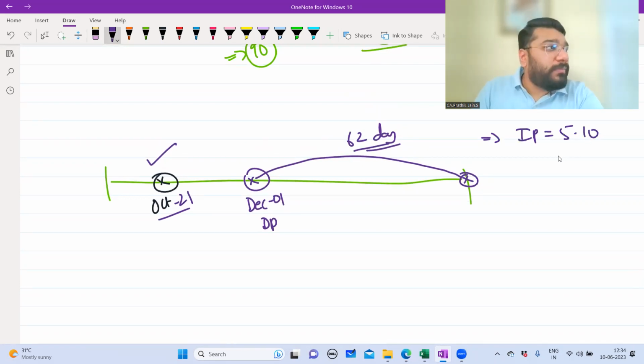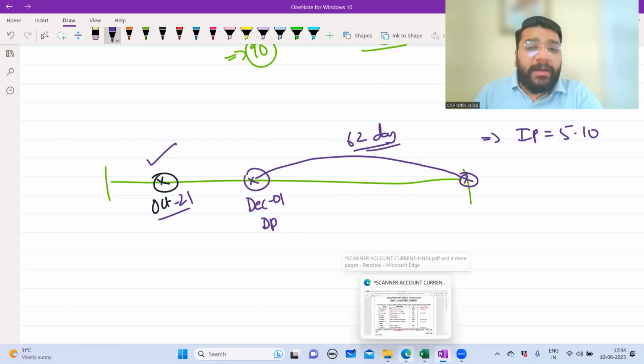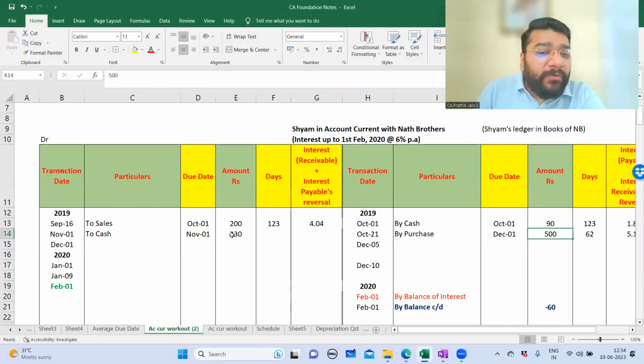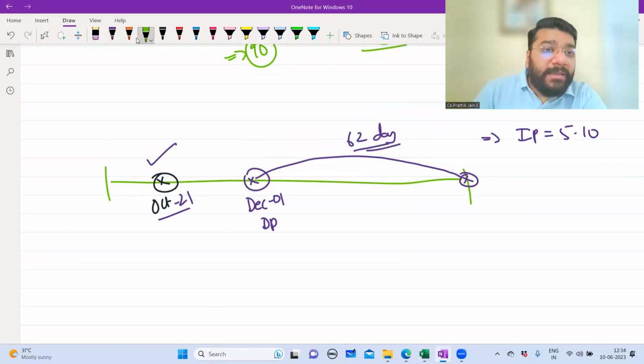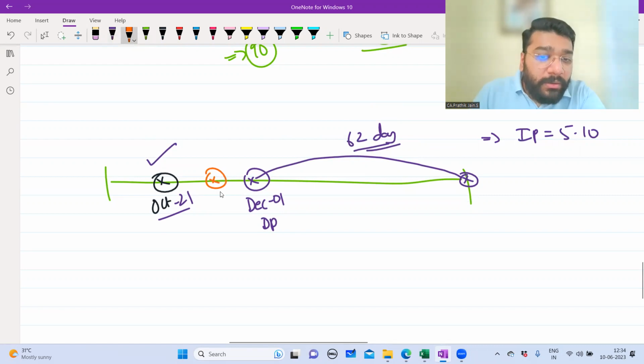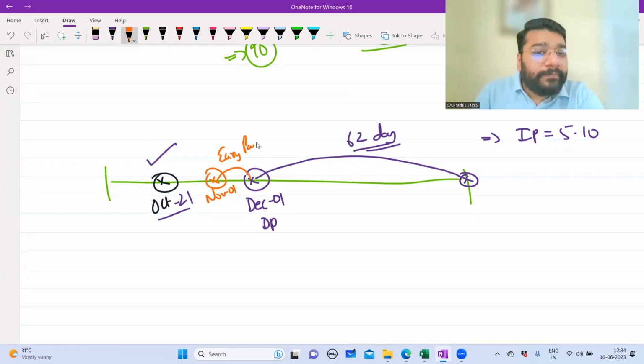5.10. Now out of this 500 rupees, we have made a payment of 330. When? You made the payment on November 1. Can I say you made an early payment? You made an early payment.